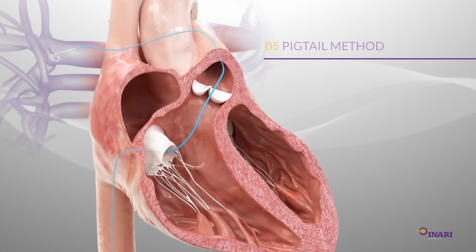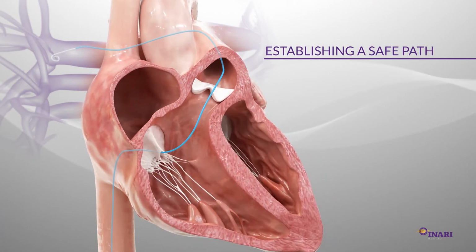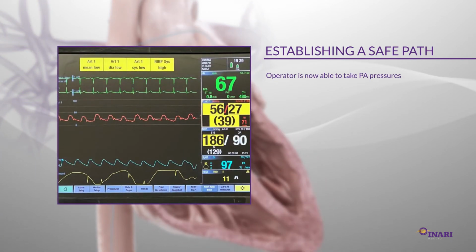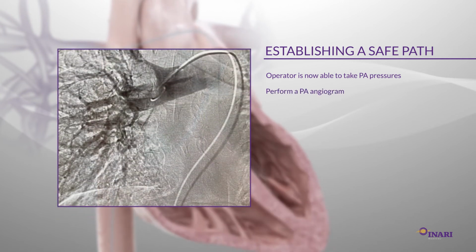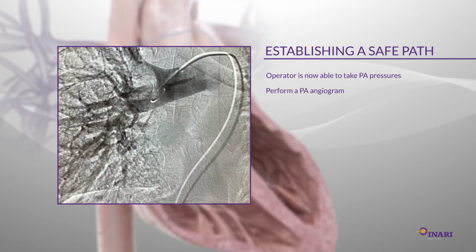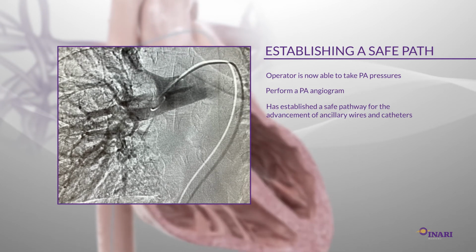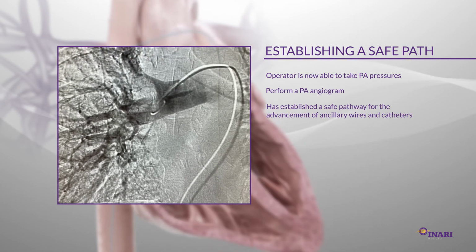Upon a successful cross of the right heart into the pulmonary arteries, the operator is now able to take PA pressures, perform a PA angiogram, and has established a safe pathway for the advancement of ancillary wires and catheters, including the Triever catheters.